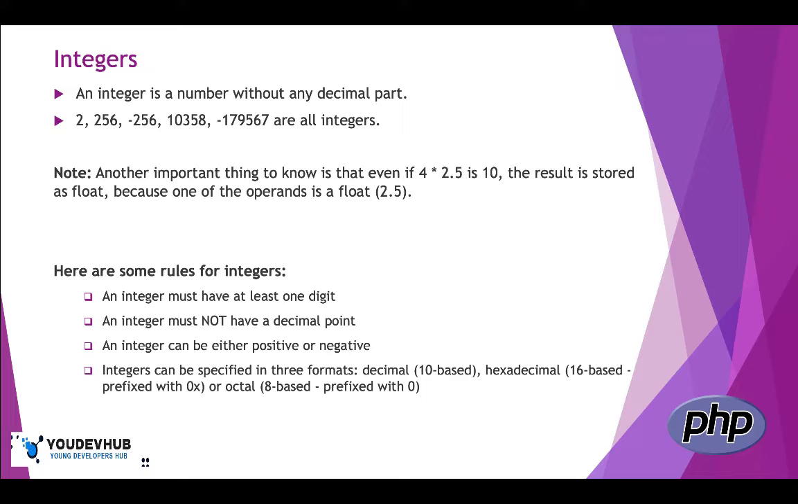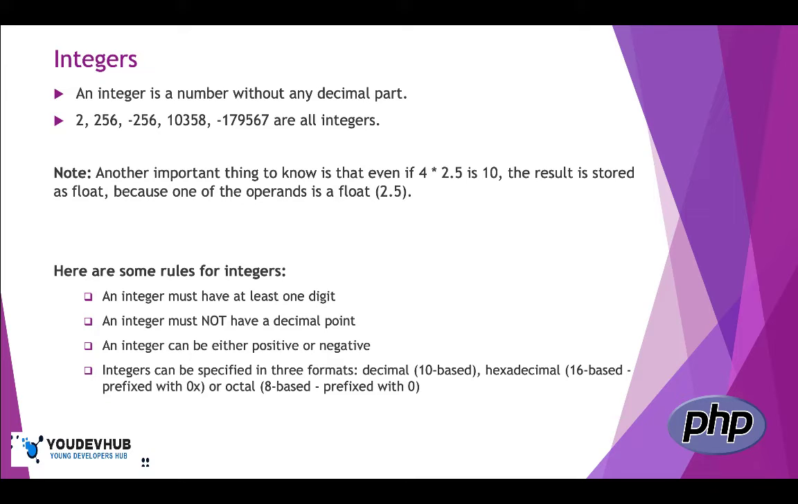Another important thing to know is that even if 4 times 2.5 equals 10, the result is stored as float because one of the operands is a float. That is to say, even if we are having an operation where we multiply a float and an integer and the value given finally is an integer, it still records as a float. This is because once a float has been included in the operation, it automatically sees the result as a float. Now here are some rules for integers.